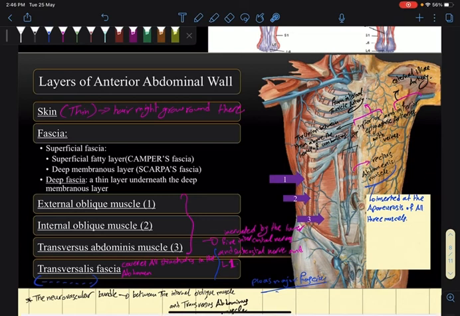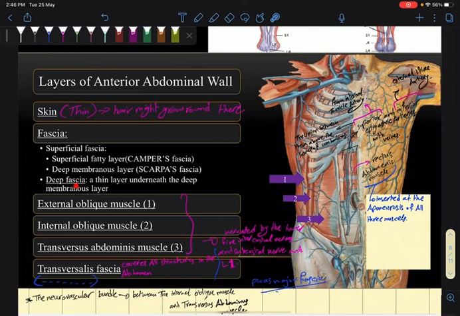And whenever you hear Scarpa's fascia, it is the deep membranous layer of the superficial fascia of the anterior abdominal wall. So don't mix them up. The deep fascia, clinically, is not the deep membranous layer; it is related to itself, not to the superficial fascia. I talk about this. So this deep fascia is separate, and don't mix them up. It has nothing to do with the superficial fascia.